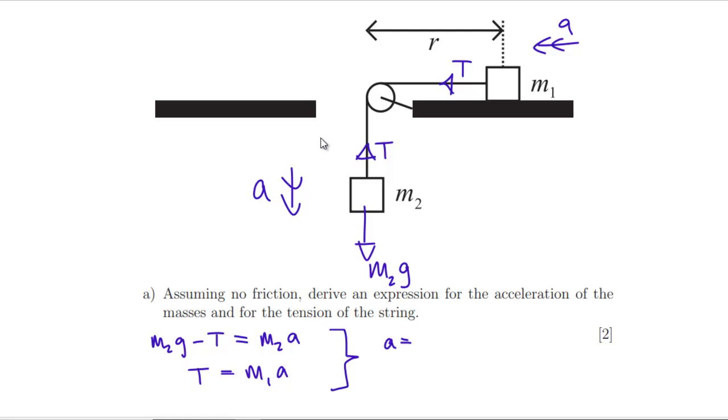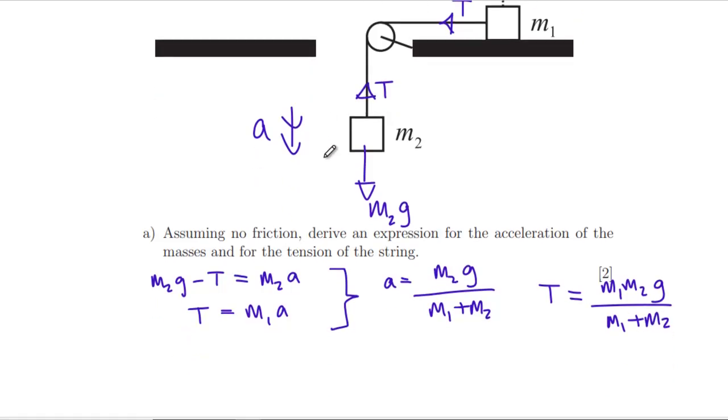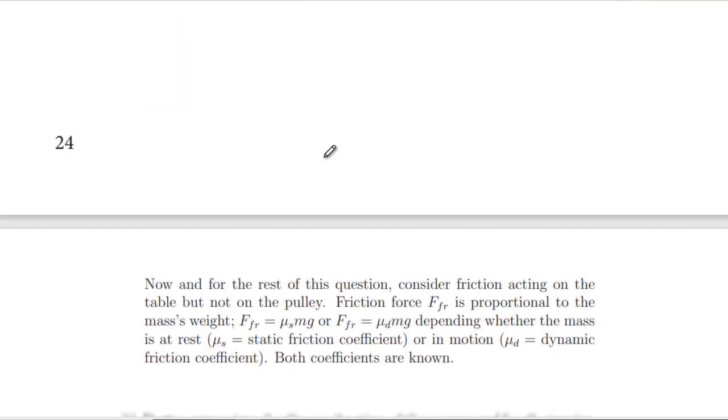acceleration is going to be M2G over M1 plus M2. And T is then going to be equal to, well, it's M1 times that. So M1 M2G over M1 plus M2. Right, that was an easy starter for 2 marks. Now what have we got?